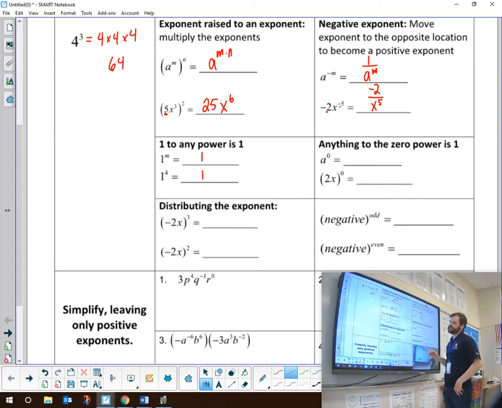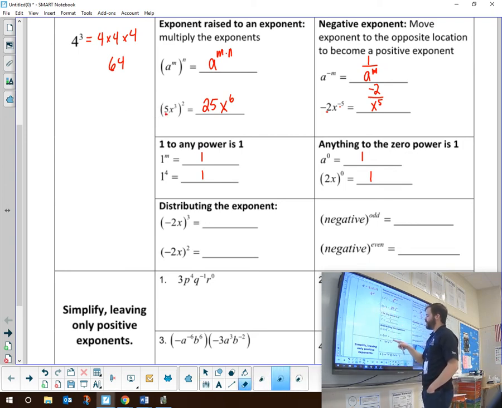Anything to the 0th power is also 1. So if you see anything to the 0th power, that's also 1. Distributing the exponent, we can have our exponent be distributed to both. Look here, if I have negative 2 raised to the power of 3, that's negative 2 times negative 2 times negative 2. That's going to be negative 8.